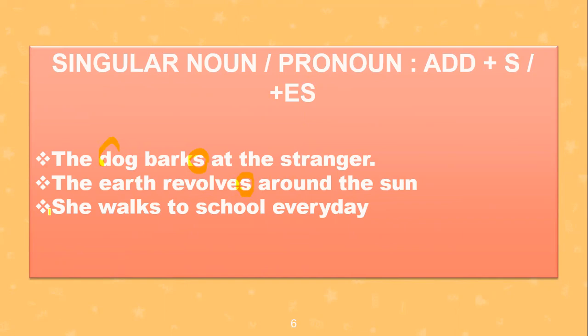Now, pronoun. Now this she is a pronoun. Okay, she walks to school. So when she, a pronoun, is a singular pronoun, we have to use s here. Then we have formed the verb and we have made the sentence into simple present tense. Okay, children. Now let's move to the next one.